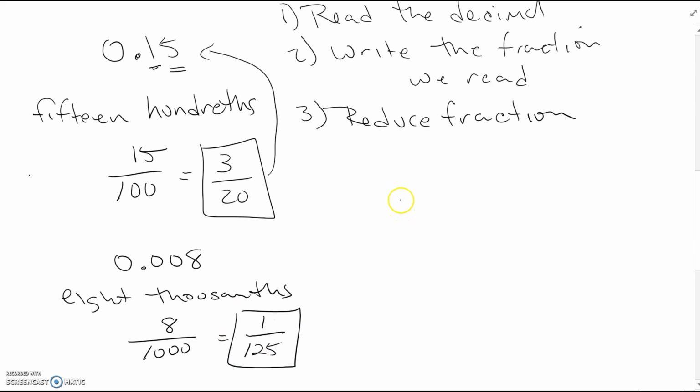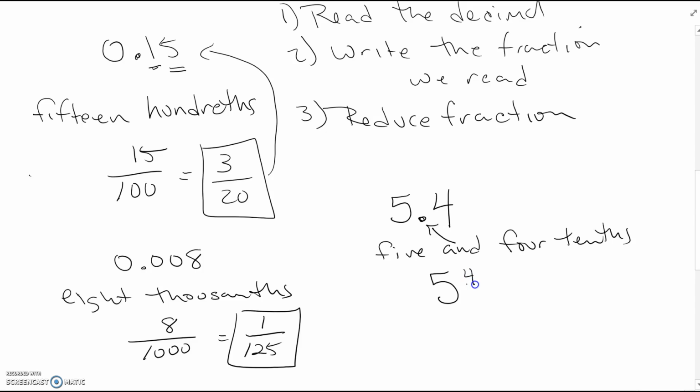And one last example, if I had something like 5.4, I say that as 5 and 4/10, the and being the decimal point. And when we write fractions and we say the word and, that tells us we have a mixed number. So this will just be the same as 5 and 4 divided by 10, which reduces to 5 and 2/5. So now we've done examples switching between fractions and decimals.